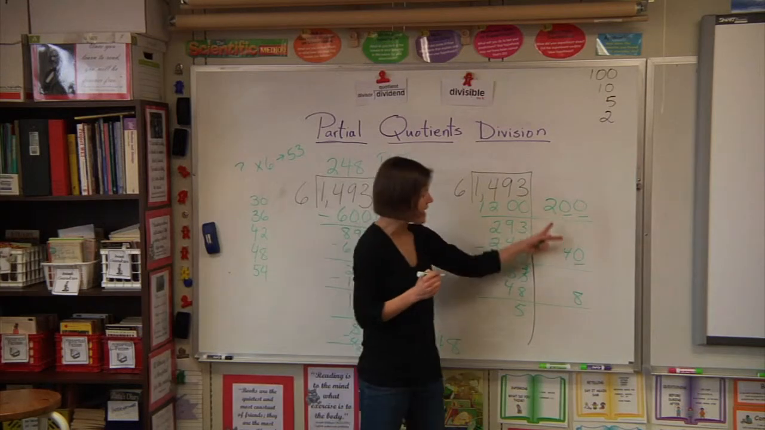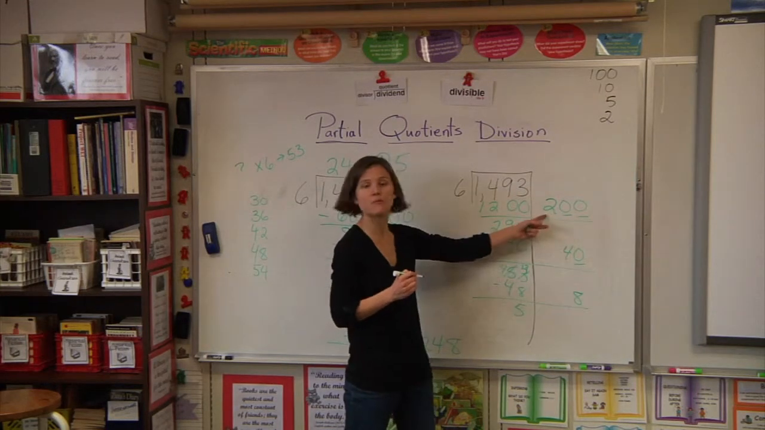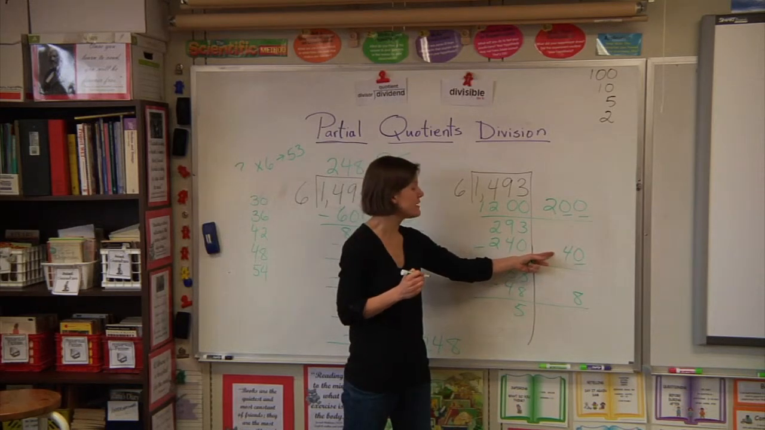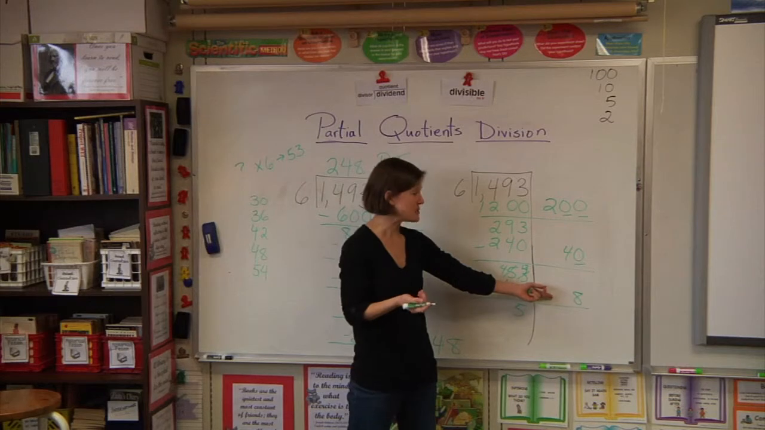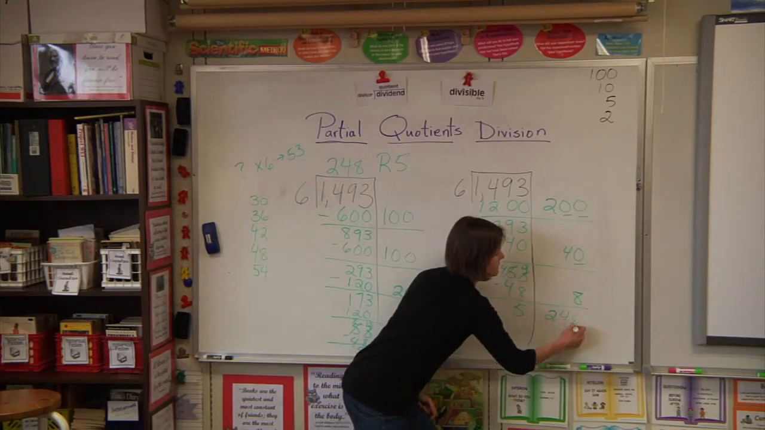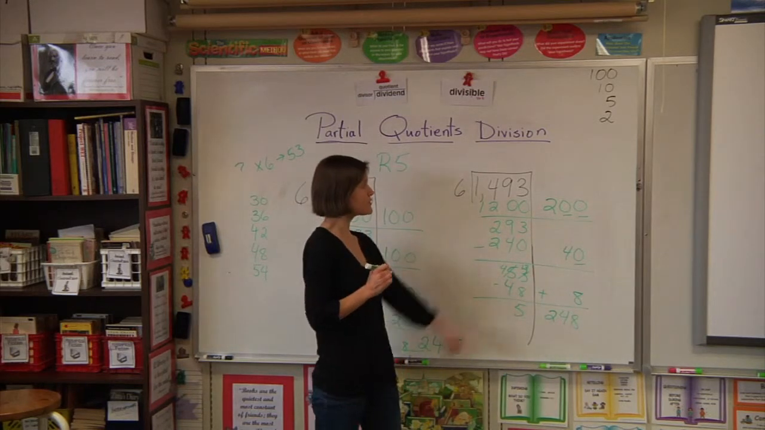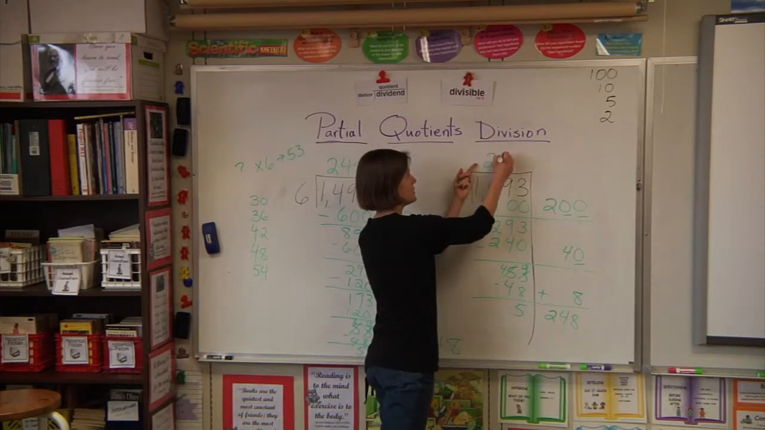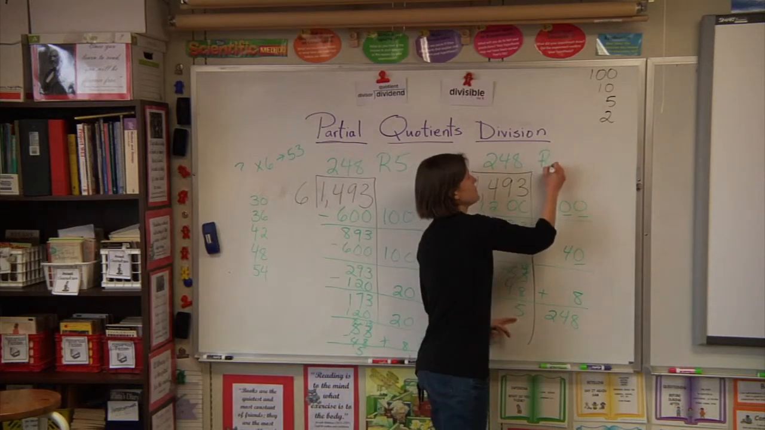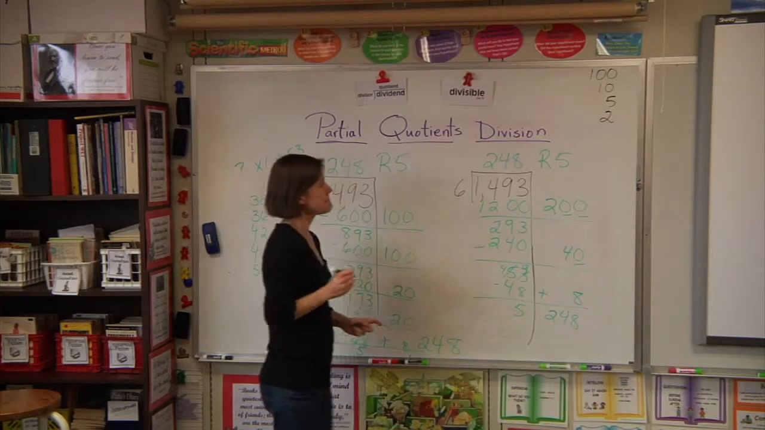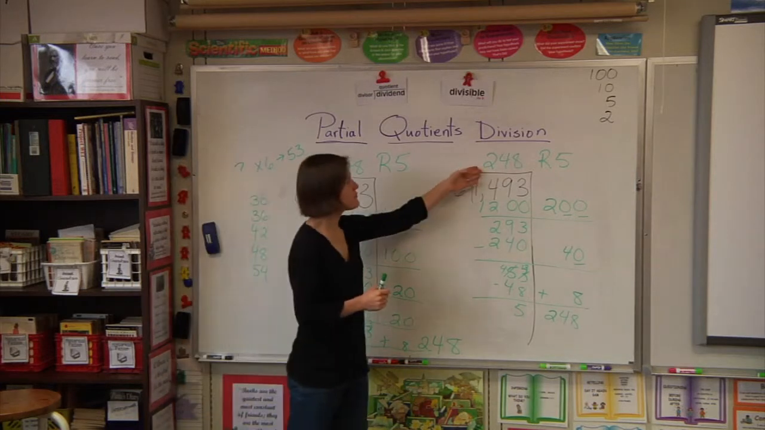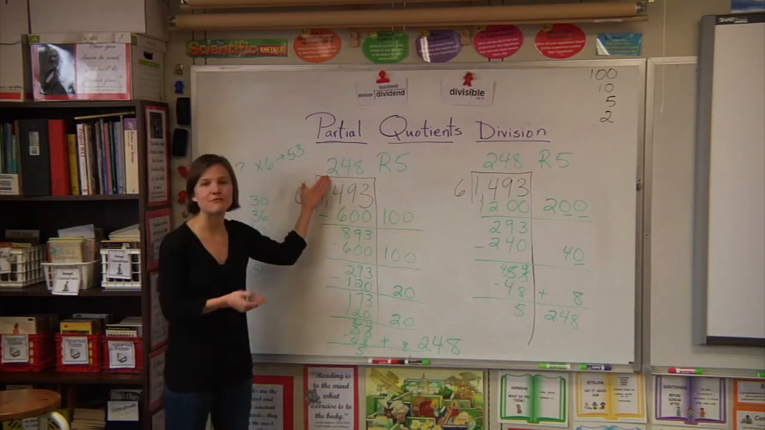And now I've just got to add up how much I've given to everybody. First I gave them a pile of 200 M&Ms. Then I gave them each a pile of 40. And then I gave them a much smaller pile of 8. Altogether, that's 248 when I add them. So up here I want to write my answer, 248, but I've still got this to deal with. That's my leftovers. That's my remainder. So did I get the same answer? I did. 248 remainder 5, 248 remainder 5.